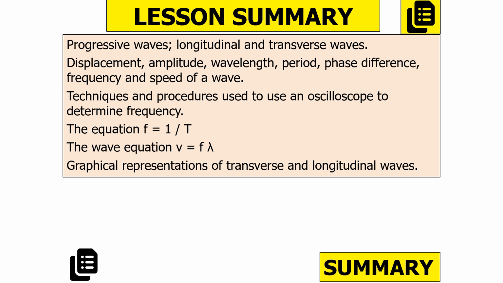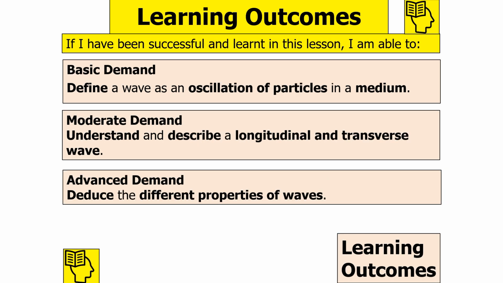So to summarise what we've looked at in today's lesson, we looked at the idea of progressive waves, longitudinal and transverse waves, displacement, amplitude, wavelength, period, frequency and speed of a wave, techniques and procedures used to use an oscilloscope to determine frequency, the equation f equals 1 over T, the wave equation v equals f lambda, and graphical representations of transverse and longitudinal waves. So if we've been successful and we've learned in today's lesson, we can define a wave as an oscillation of particles in a medium, understand and describe a longitudinal and transverse wave, and deduce the different properties of waves.